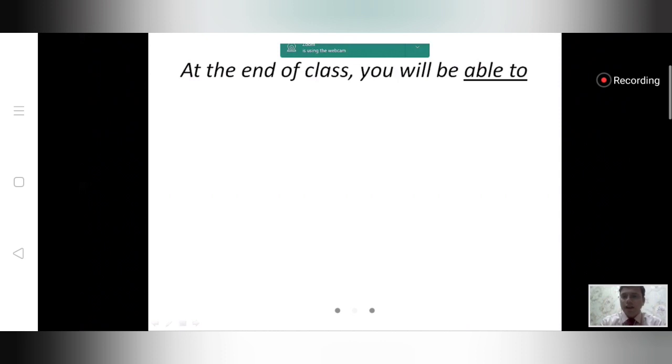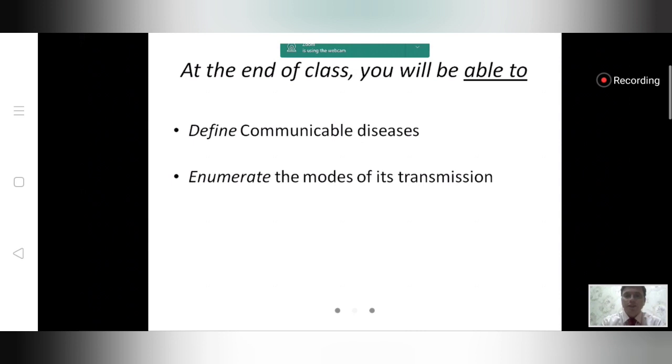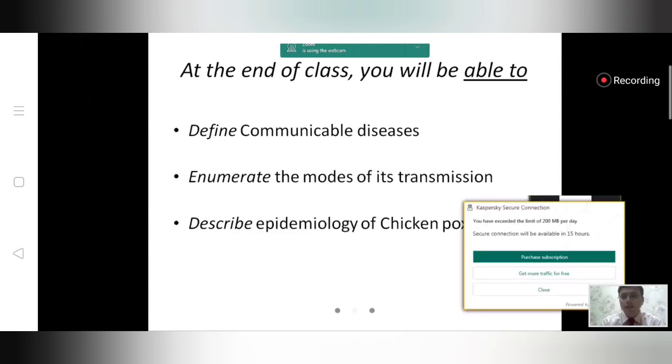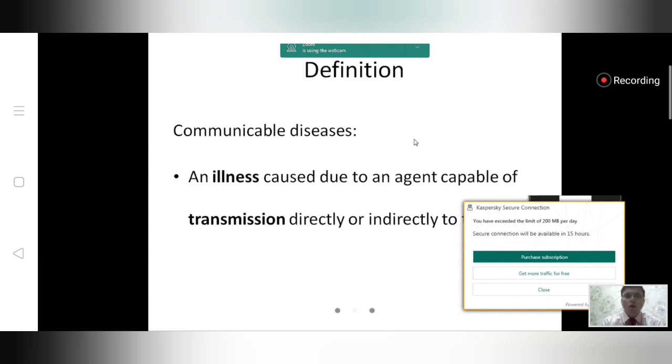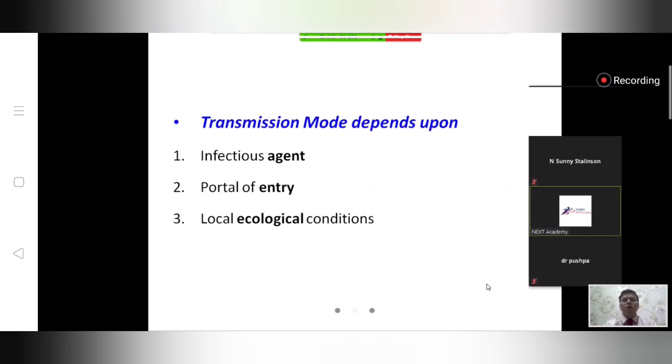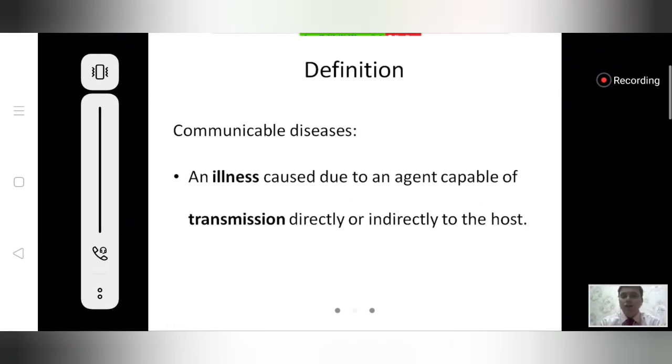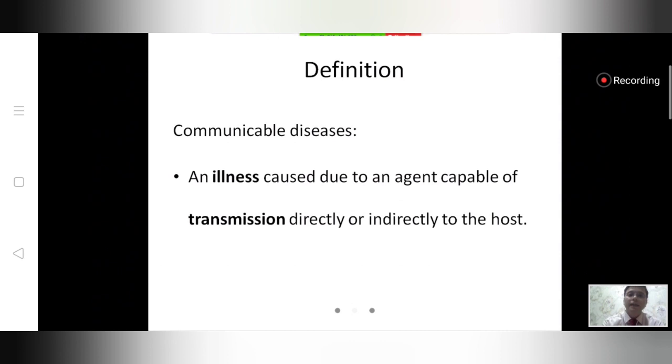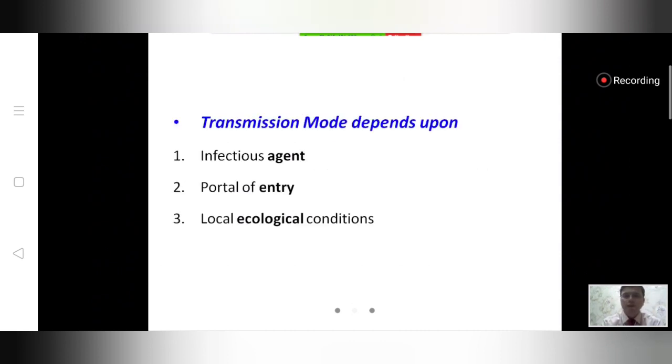At the end of this class, you will be able to define communicable diseases, enumerate the modes of transmission, and describe the epidemiology of chickenpox. The definition is just like any other communicable disease: it's an illness caused by an agent capable of transmission, either directly or indirectly, to the host. The mode of transmission depends mainly on the infectious agent, how it enters the host, and the local ecological conditions around. With an example you can understand better.